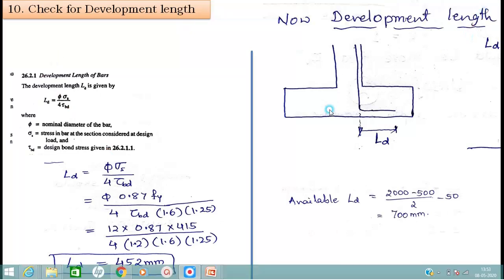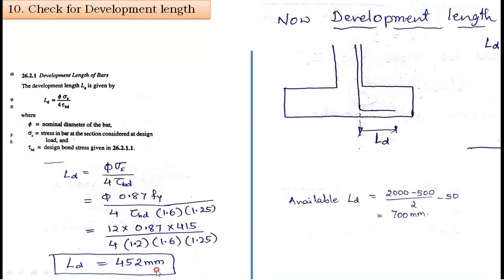Now coming to the development length, as explained in the previous class, for 12 mm diameter we will get 452 mm. This much should be provided, but the available distance is from this end to this end. Total is 2000 mm minus 500, divided by 2, which means the projection I got. From the projection I reduce 50 mm as cover, then I get 700 mm. This is 700 mm available, but we need to provide 452 mm, therefore it is safe.